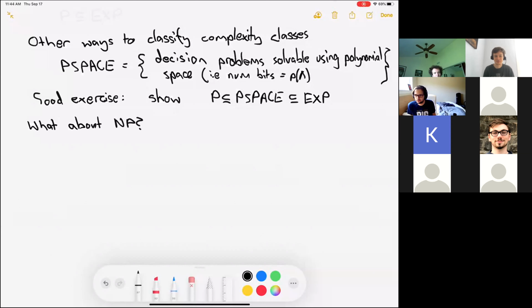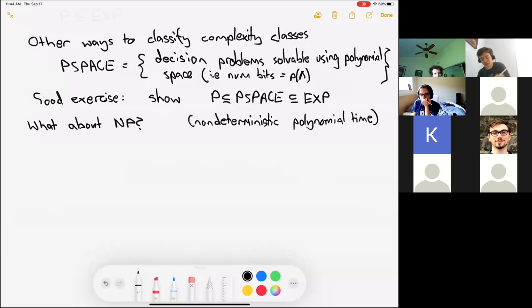Non-polynomial time. It's not non-polynomial time, actually. It's actually non-deterministic polynomial time. It's still polynomial time. It's just polynomial time with different rules. So we'll see that in a sec. So let's first see another example.